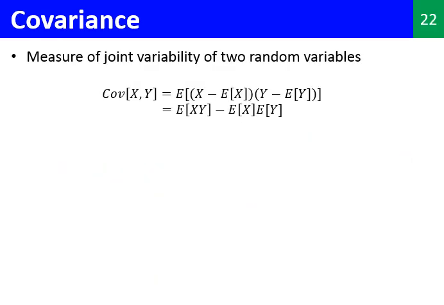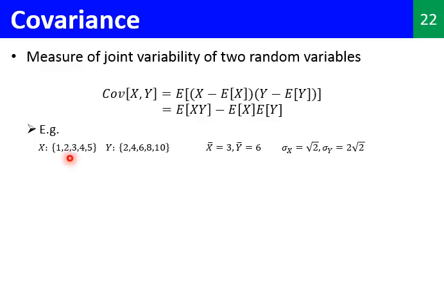when we talk about multiple random variables, the measure of joint variability is given by covariance, and the equation is pretty similar to variance, but here we are talking about two random variables, and that's why here we have x minus E[x] and y minus E[y]. Again, you can show that this is equal to E[xy] minus E[x] times E[y]. Okay, if we do a simple example, let's say we have two random variables x and y holding these values, and we can find its mean as well. Now I can calculate the covariance.